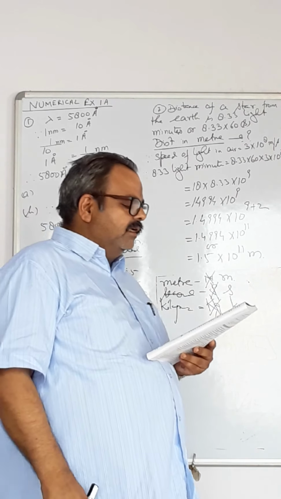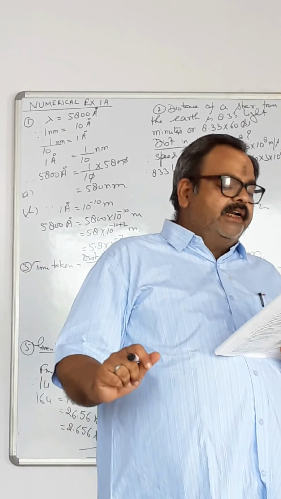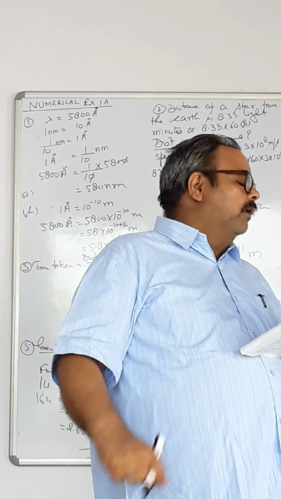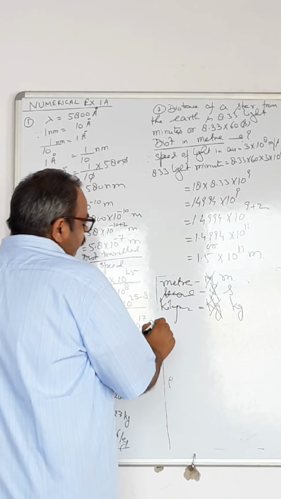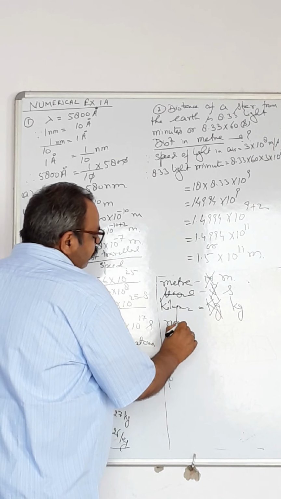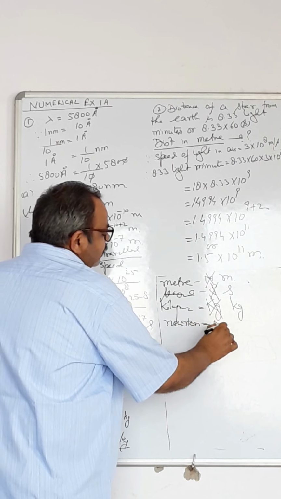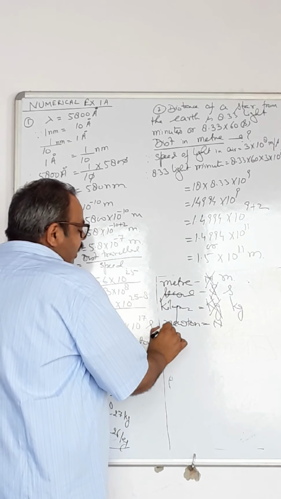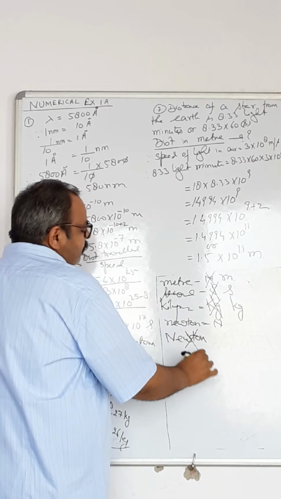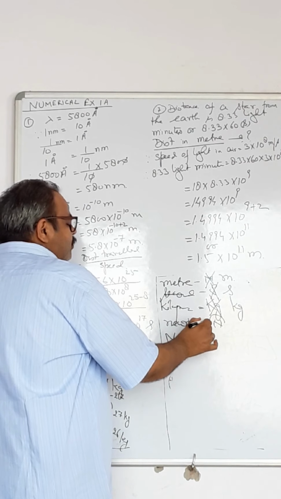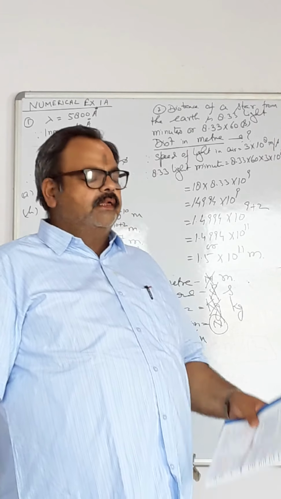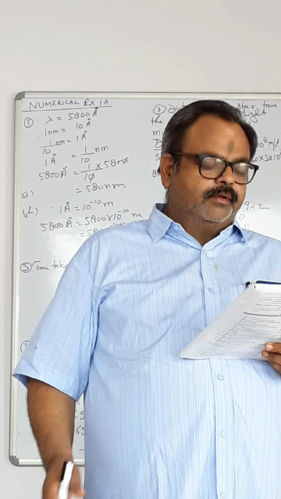Second, the symbol of a unit which is named after a scientist will be written in capital. For example, Newton. Look here, Newton, the symbol is capital N. The symbol is written in capital when a scientist's name is used.